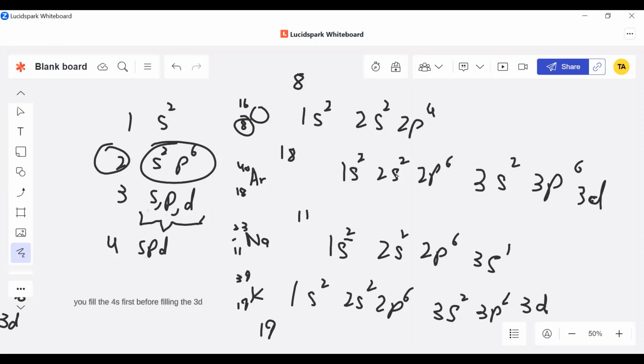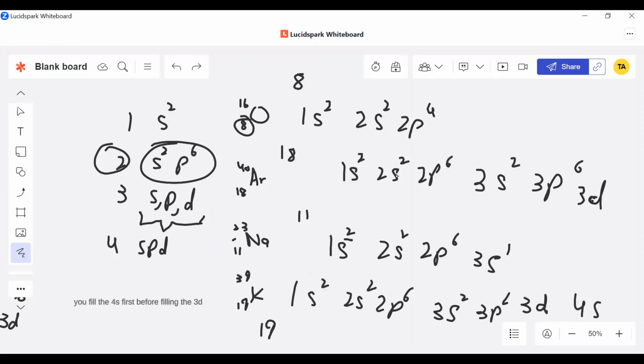But now there is one concept which is very tricky, and they'll ask you this again and again. So this concept is that when I move on to 3d, I write 4s and I fill the 4s first before I fill the d orbital. Why is that? This is related to energy. So electrons are filled according to the energy level of the shell. So the s shell has a lower energy than the 3d shell. So I fill the 4s first instead of filling the 3d.